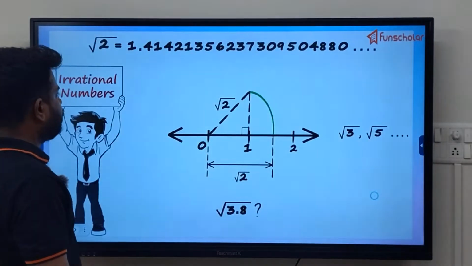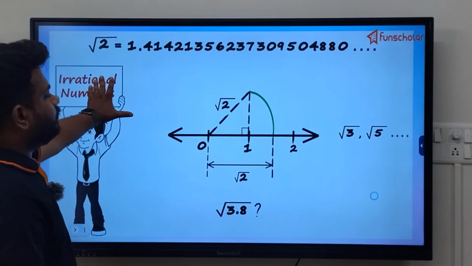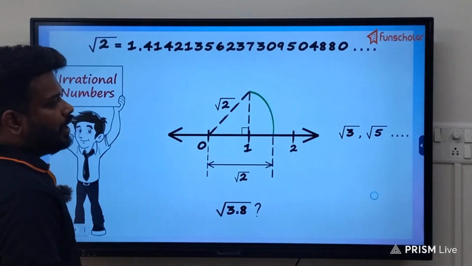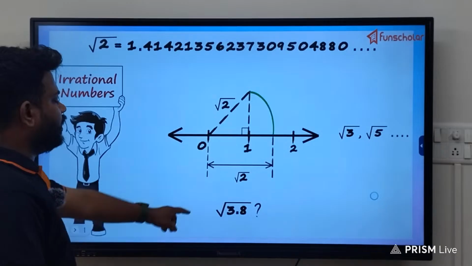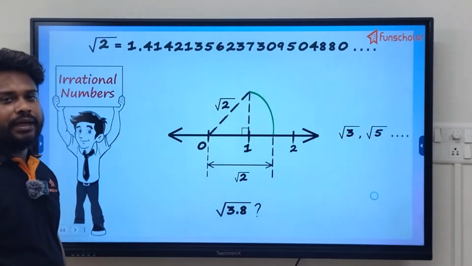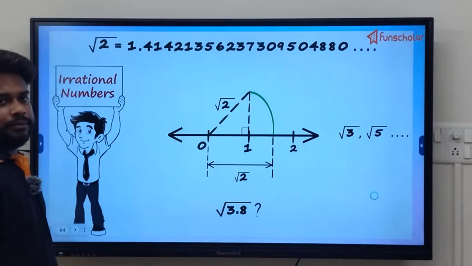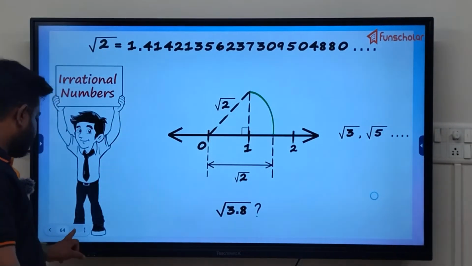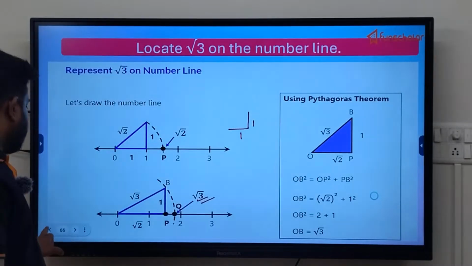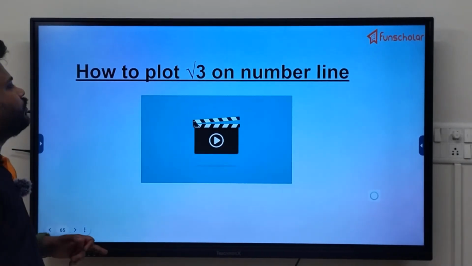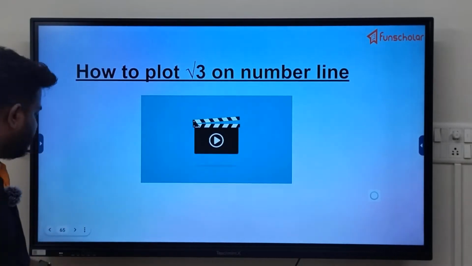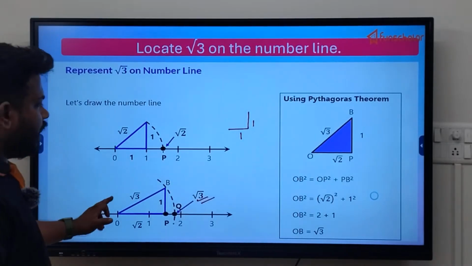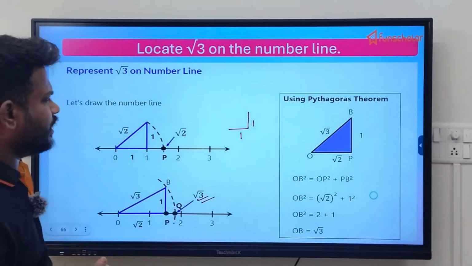So let's go to the next one. Okay, they have already done this one, like different examples. Okay, and they have asked how we can place 3.8 on the number line. Okay, so how to plot root 3 on a number line? Okay, we will have to watch this video if we need it. So currently I hope you won't need this one.